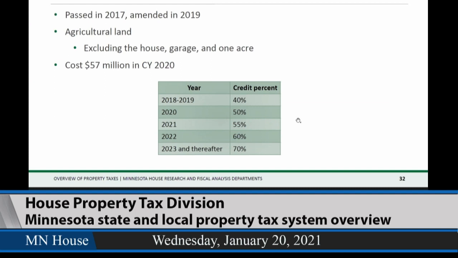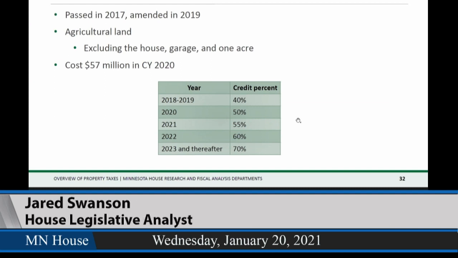Another credit is the school building bond agricultural credit. Sometimes you'll hear this referred to as the Ag to School credit. This credit was established in 2017, and then it was amended by the 2019 tax bill. Again, this applies to ag land, excluding the house, garage, and 1 acre.